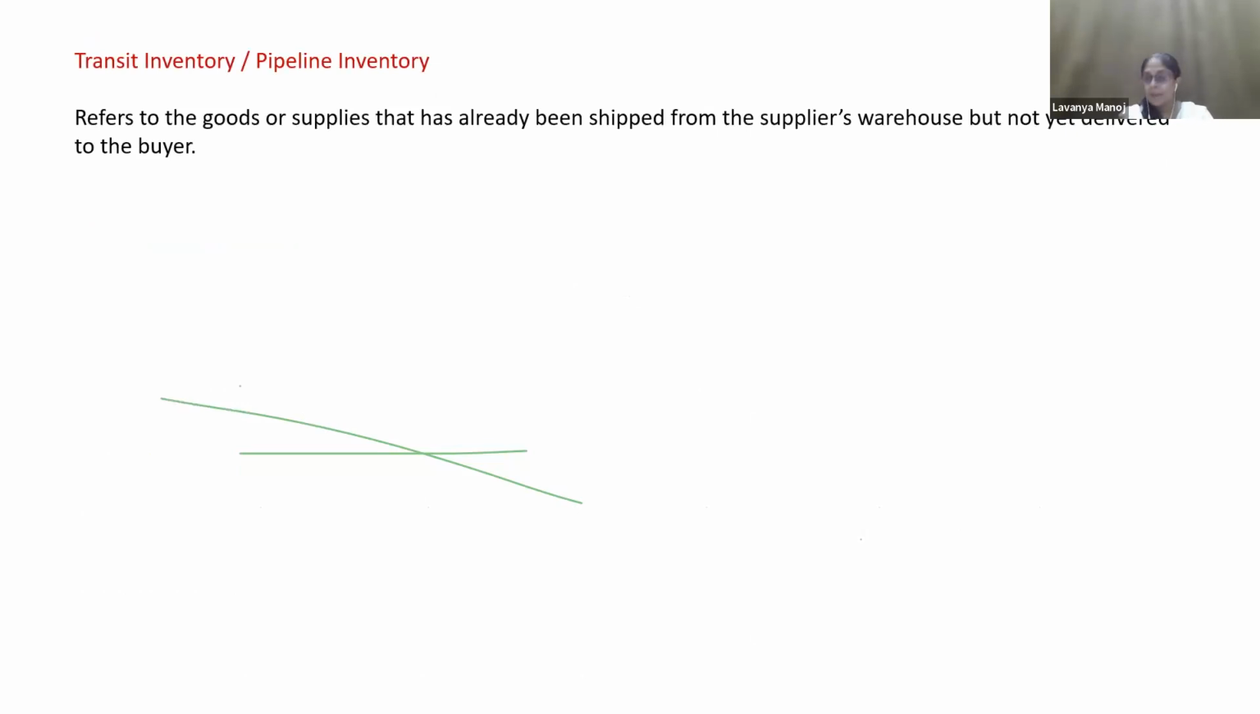Transit inventory or pipeline inventory. That is when the product is in movement. It has been taken out from the shelf, it has gone out from the warehouse, and it's on the way to the customer. It has not reached the customer yet. Again, inventory here can be anything: raw material, semi-finished goods or finished goods. And the customers can be individuals, or companies in the case of raw materials and semi-finished goods.